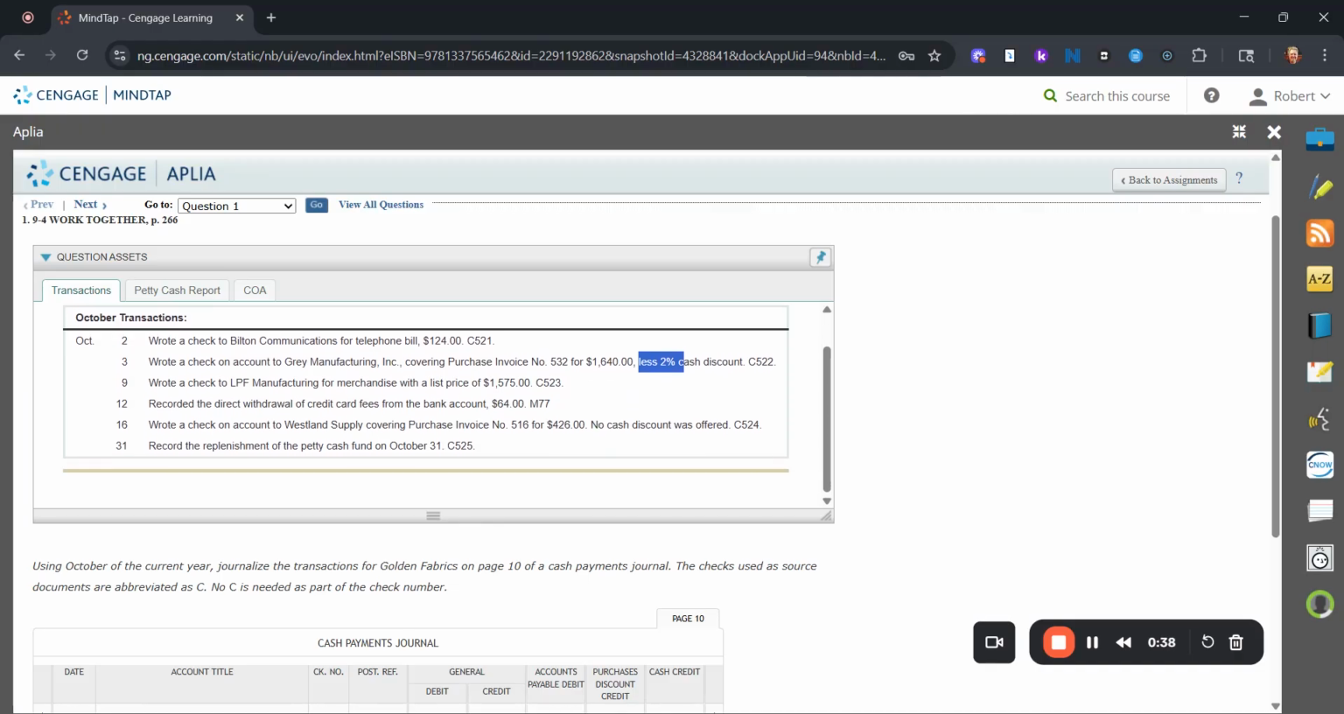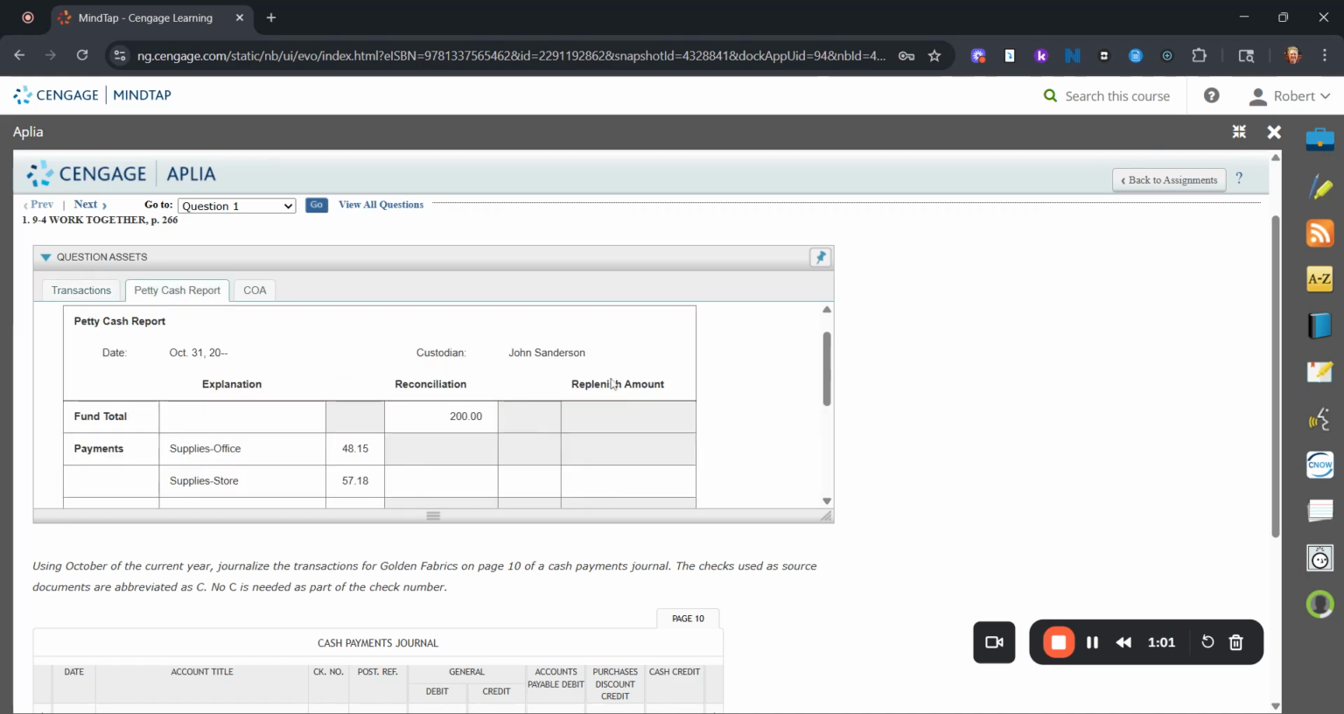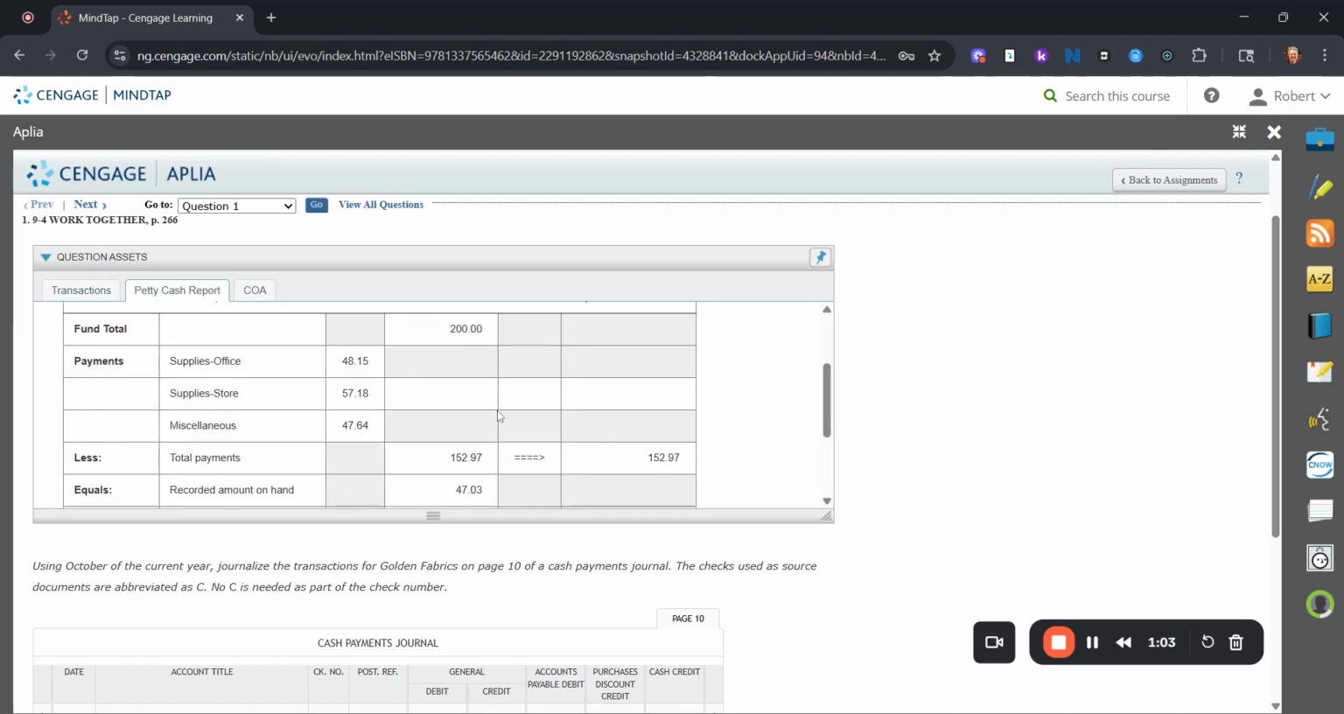And then we're going to journalize one with credit card fees. And then our last transaction, replenishment of petty cash. So we'll journalize the receipts that are in the petty cash. So we have our transactions on this tab. For our petty cash transaction that we're going to journalize, we have our petty cash report.